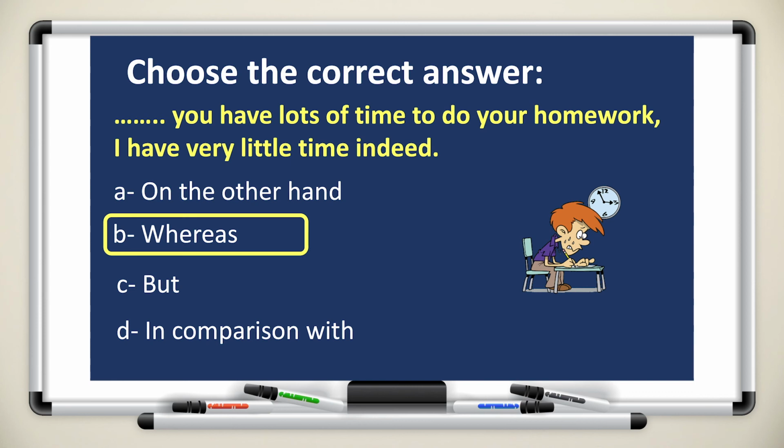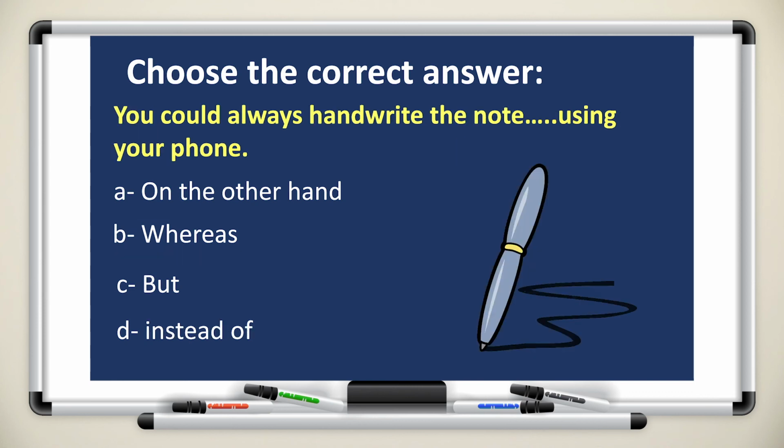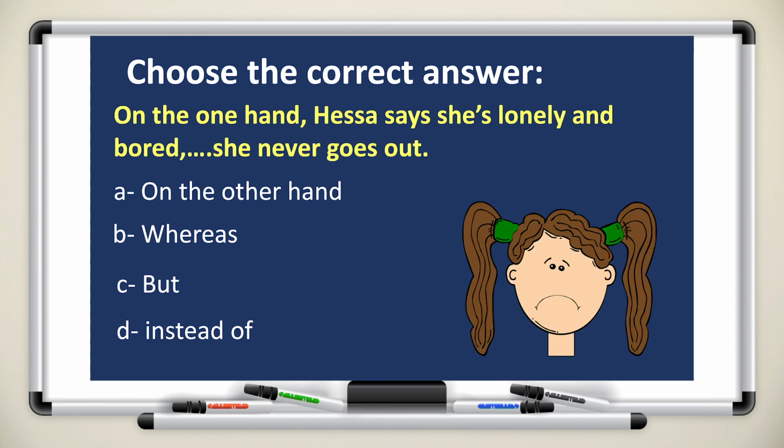Look at the second one. You could always handwrite the note using your phone. Here, you can handwrite, use your phone. What am I giving? On the other hand, whereas, but, instead of. What do you think? Excellent. You could always handwrite your note instead of using your phone. Excellent.